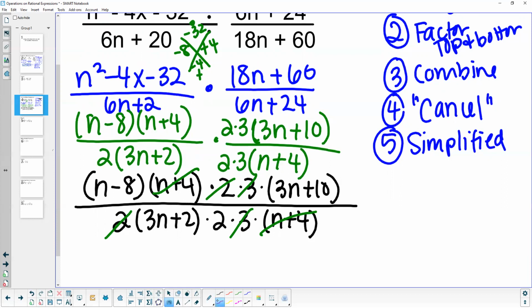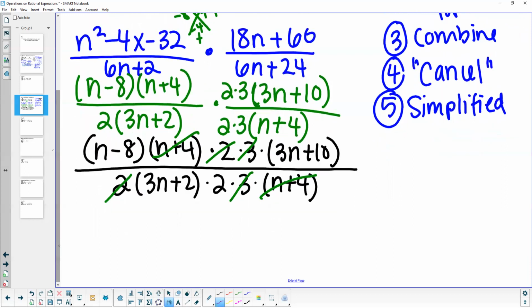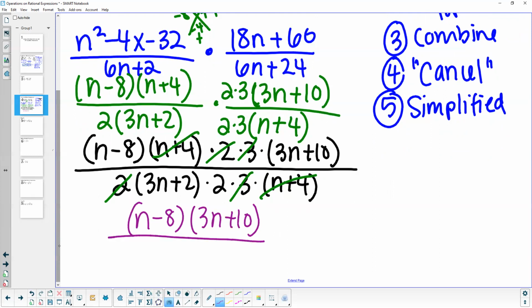So then in the previous example, we talked about how we can simplify it. And if there's nothing left, we write just a 1. But if there is something left, we're going to write that. So in this case, on the top, I have an n minus 8 left. And I also have a 3n plus 10 left. On the bottom here, I've got a 2 left. And I have a 3n plus 2 left.